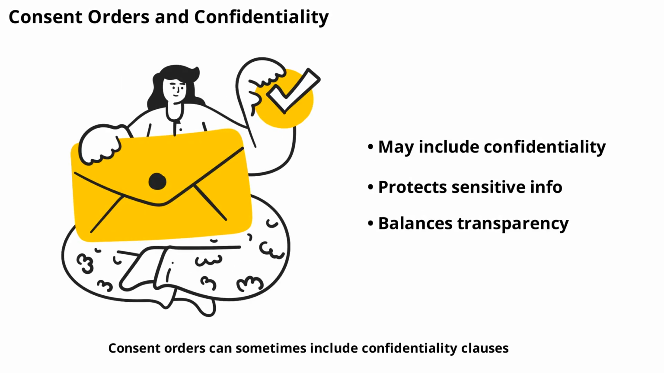Consent orders can sometimes include confidentiality clauses, especially in business or regulatory cases. These clauses prevent parties from disclosing certain information about the dispute or its resolution. Confidentiality can be important for protecting reputations and sensitive information, but it must be balanced with the need for transparency in some cases.